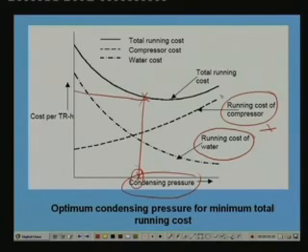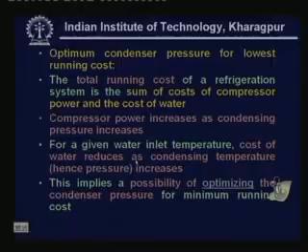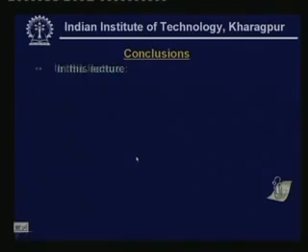Okay. So, if you know the plant characteristics, you can plot these curves and you can find out what is the optimum condenser pressure at which the total cost is minimum. Okay. So, with this I conclude this lecture.